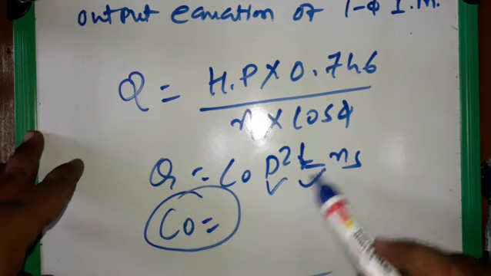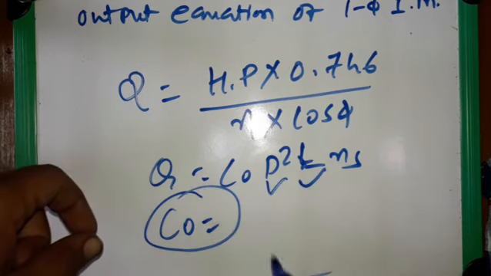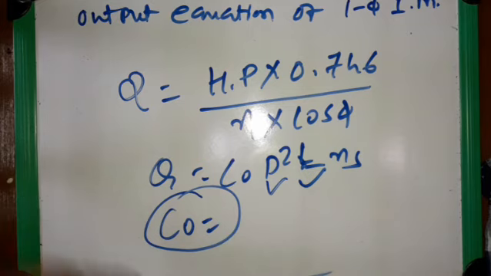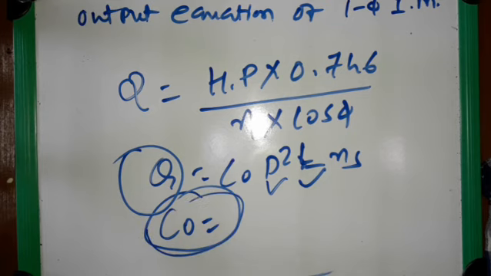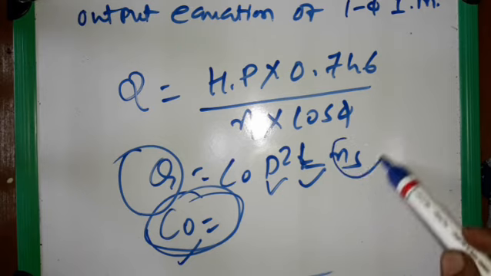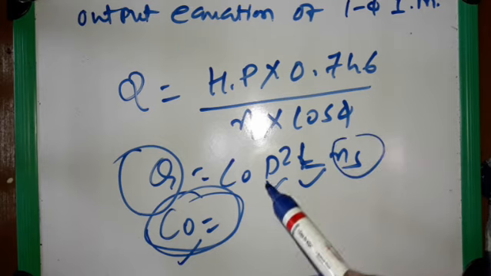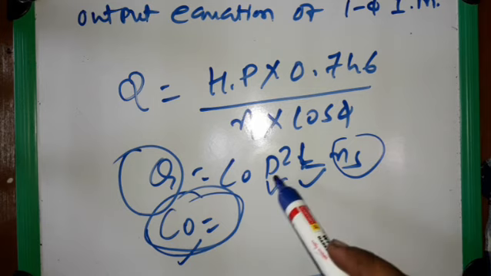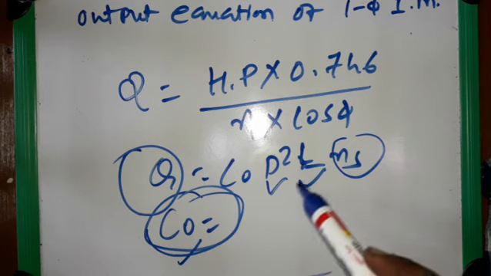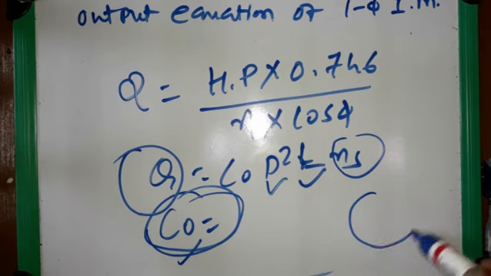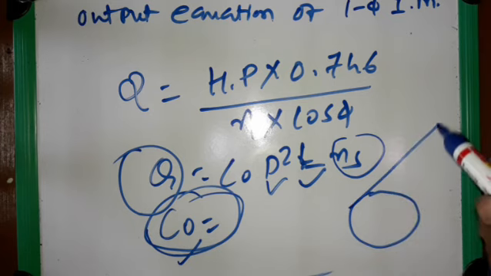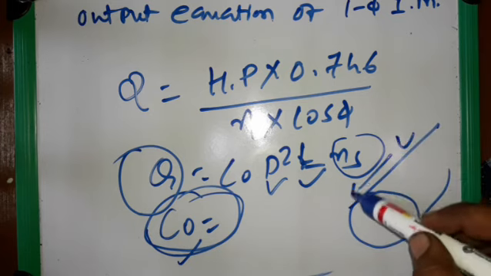Now D and L are both unknown values. Suppose we have to design a motor: we have an output, and we assume the values of flux density and current density. We find the value of the output coefficient, and for a given speed we find the motor size, actually the main dimensions, which are D and L, the rotor diameter and rotor length.